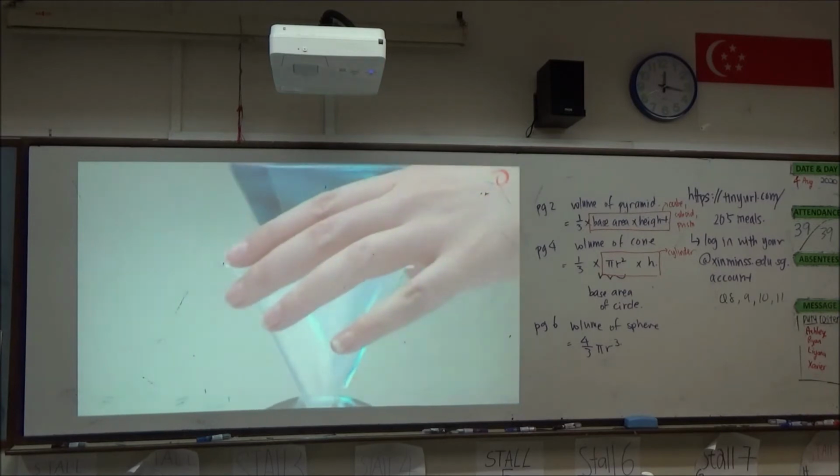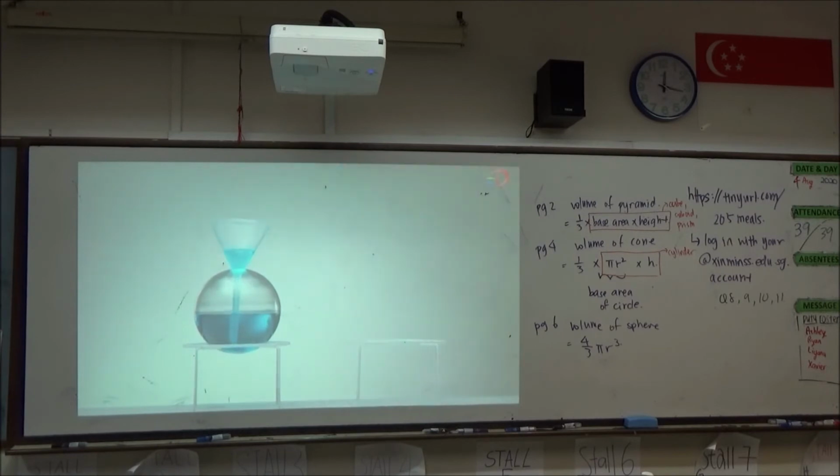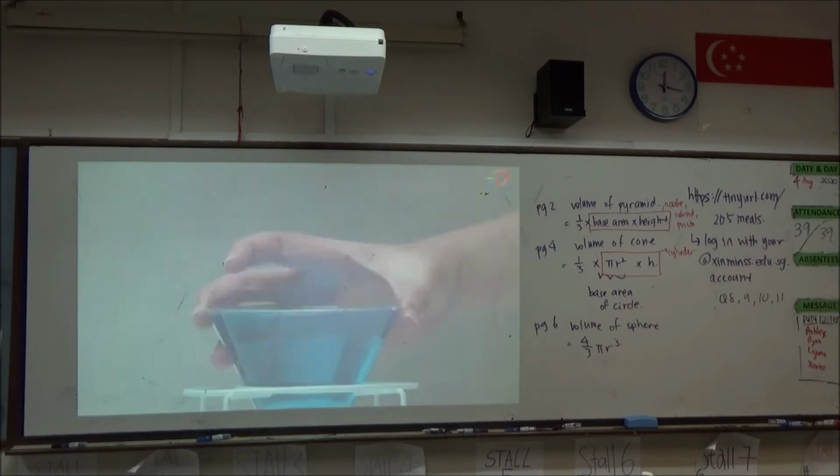Next, we pour the water into the sphere. How much do you think you'll fill? Half, okay. We can see that this amount of water can only fill the sphere partially.